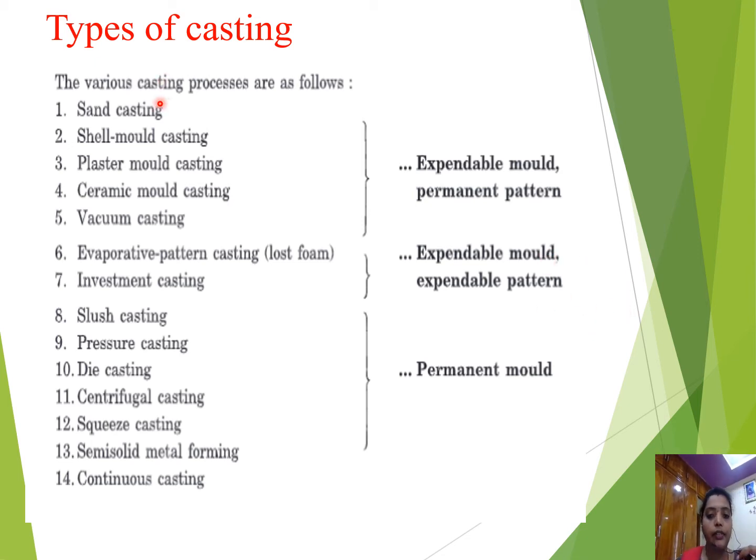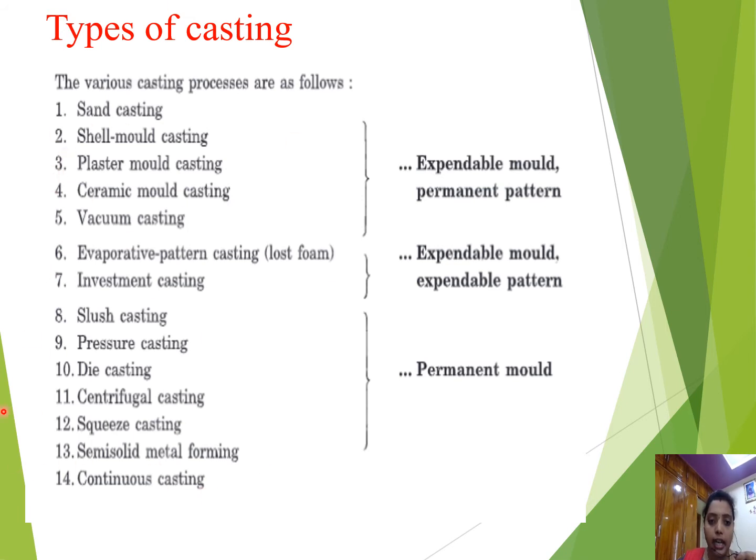Now, the various casting processes are as follows. First one is sand casting, shell mold casting, plaster mold casting, ceramic mold casting, vacuum casting, evaporative pattern casting, investment casting, slush casting, pressure casting, die casting, centrifugal casting, squeeze casting, semi-solid metal forming casting, continuous casting. These are the different types of casting.